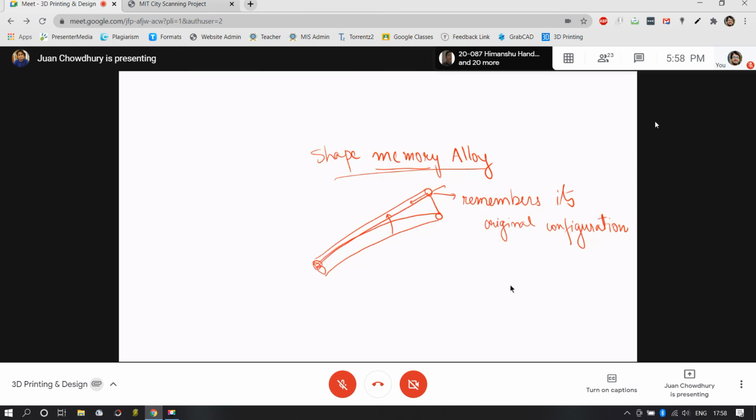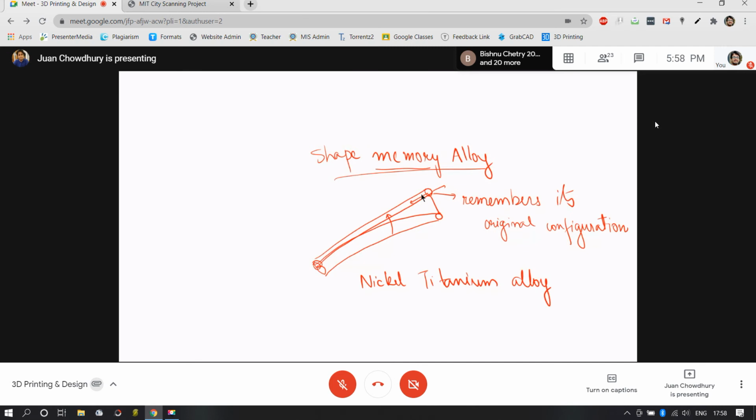But there's something called nickel titanium alloy that changes shape upon the application of heat. Okay, and if you keep the heat applied, it will retain the shape. If you remove the heat, it goes back to its original position.